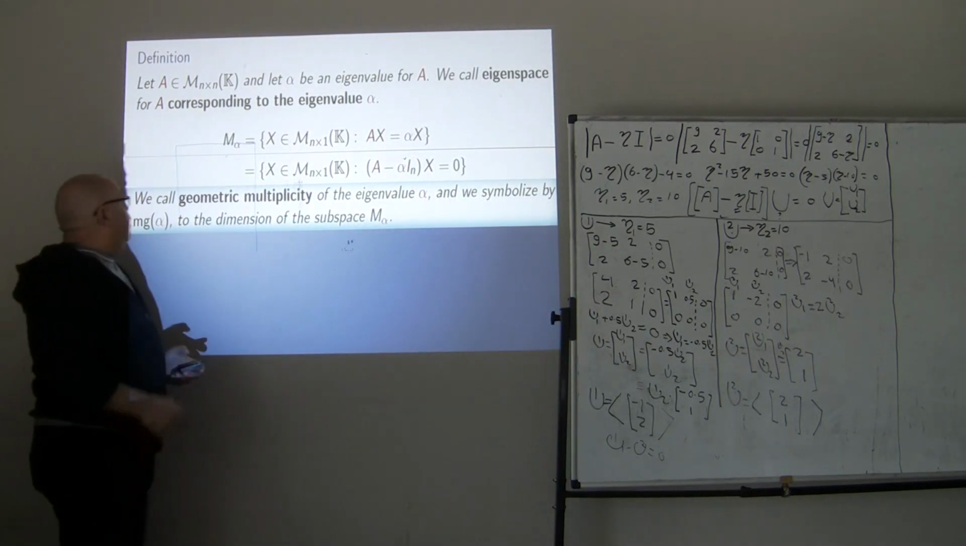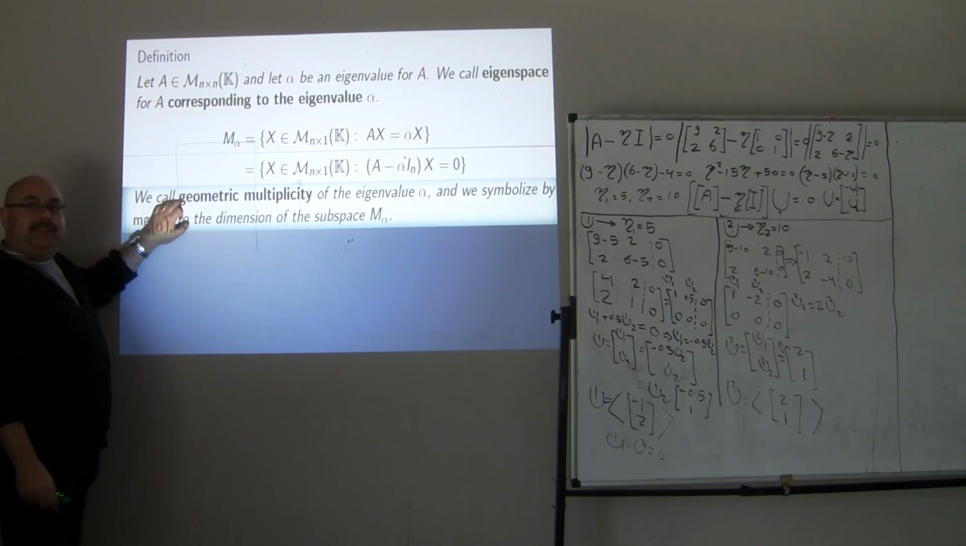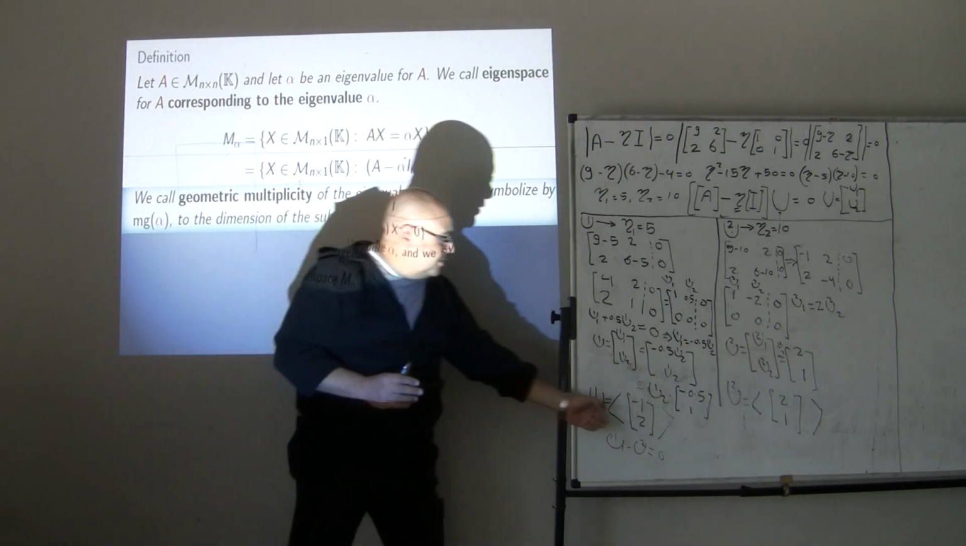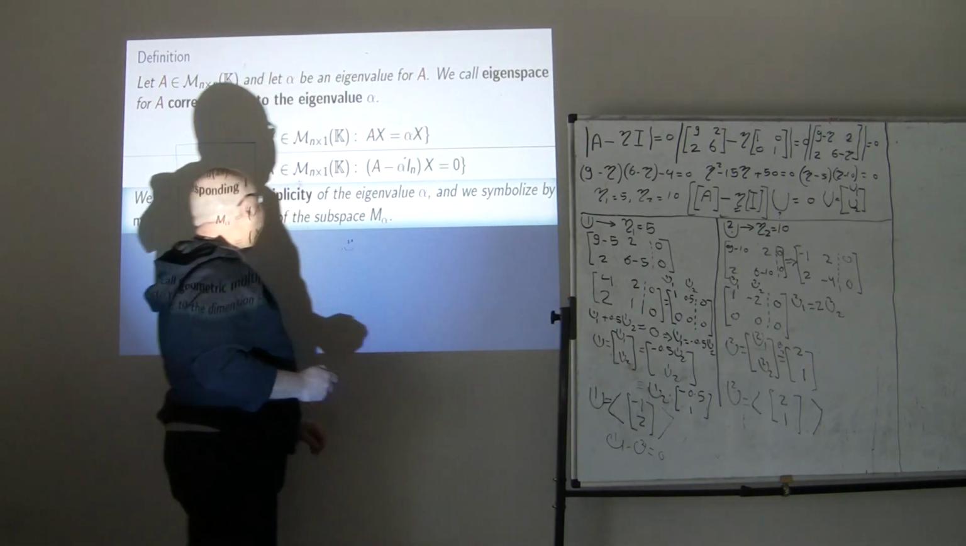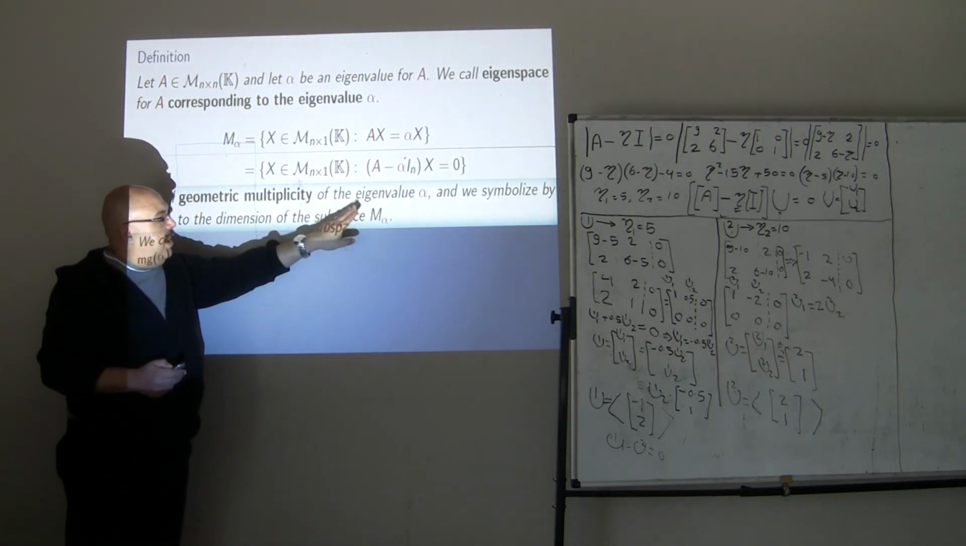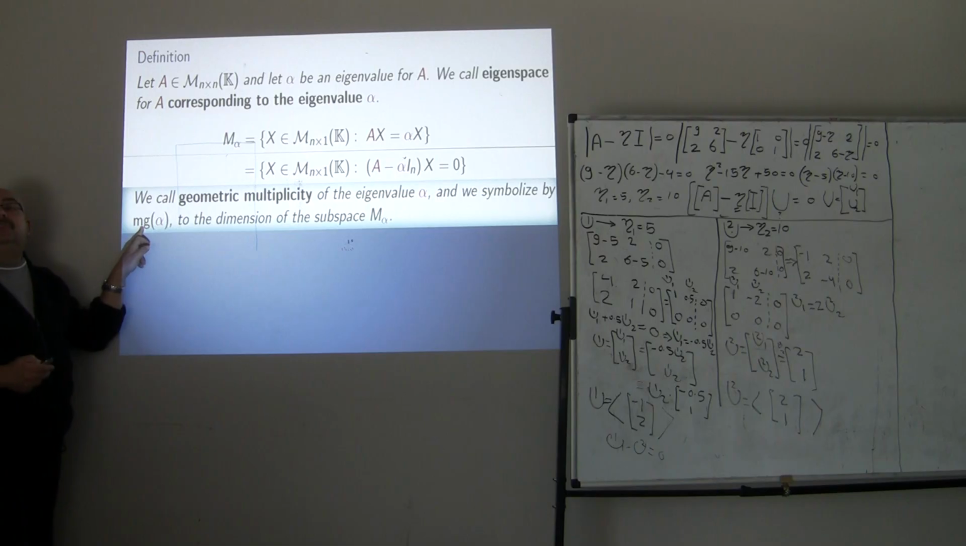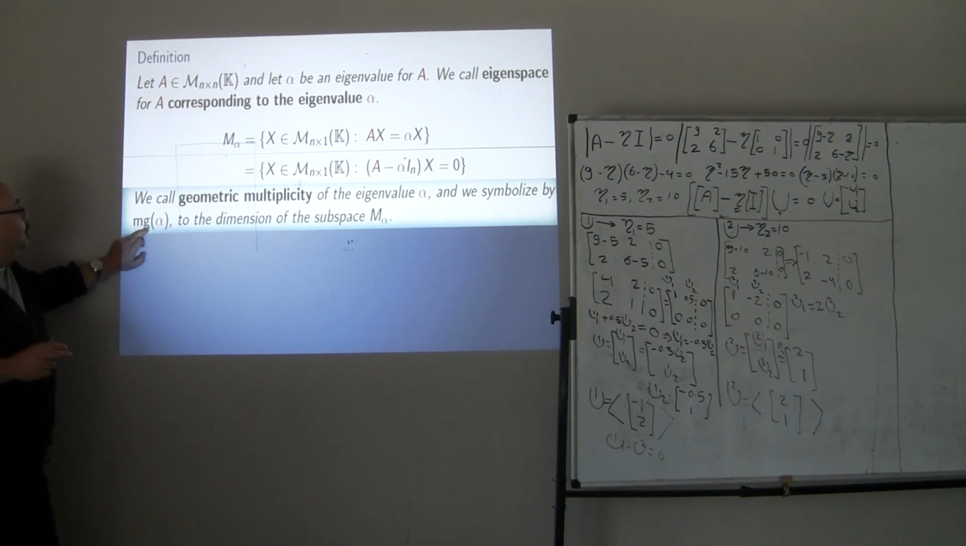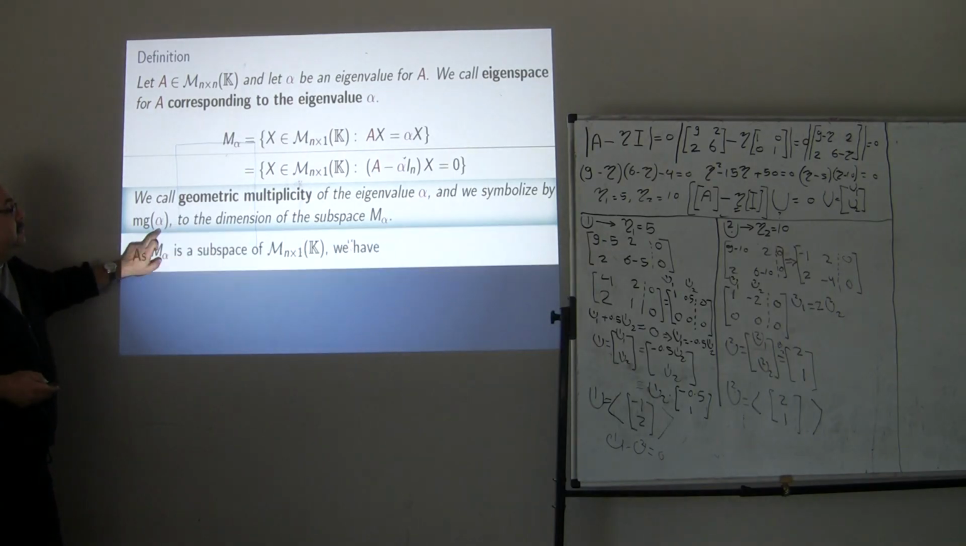So once more, we call it the geometric multiplicity. What is the geometric multiplicity? It's the dimension of the eigenspace of the eigenvalue alpha, and we symbolize it Mg. Please look at the symbol. Remark that in Portuguese they usually change the names. So it's the geometric multiplicity. Are you with me, guys? The geometric multiplicity is the dimension of the subspace M alpha.